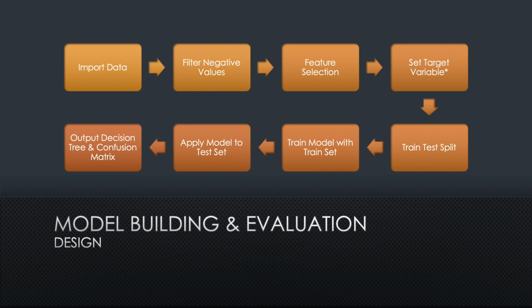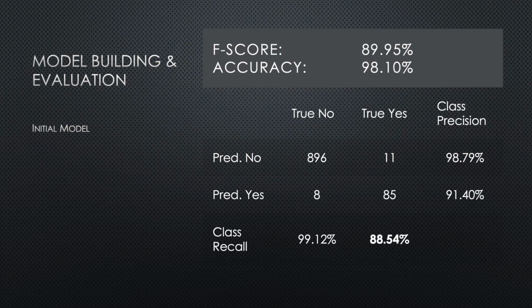Here, the full model design and structure can be reviewed. You will see that the output for each model will include a view of the decision tree, as well as relevant performance measurements. The results of our initial model were promising with an accuracy score of 98% and an F-score of almost 90%, while the recall score of 88.5% is not quite as high as we would like, but it is a decent starting point.